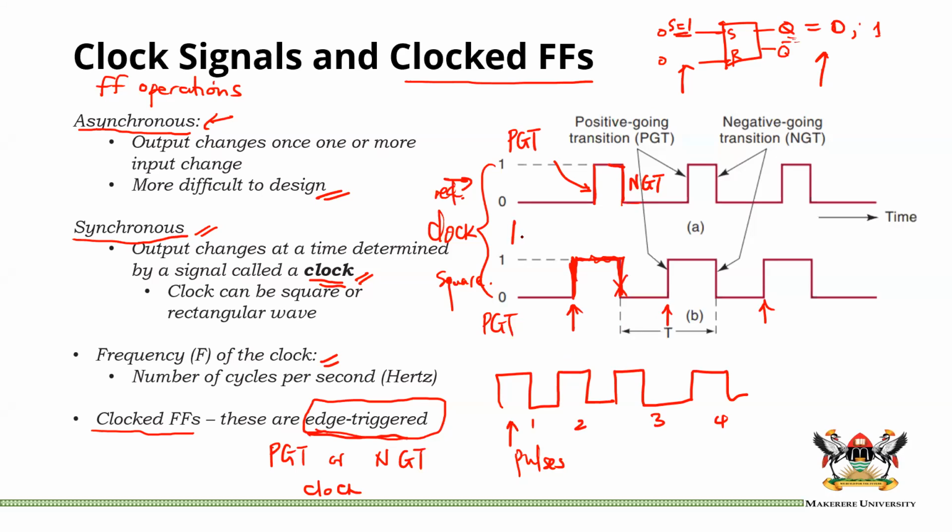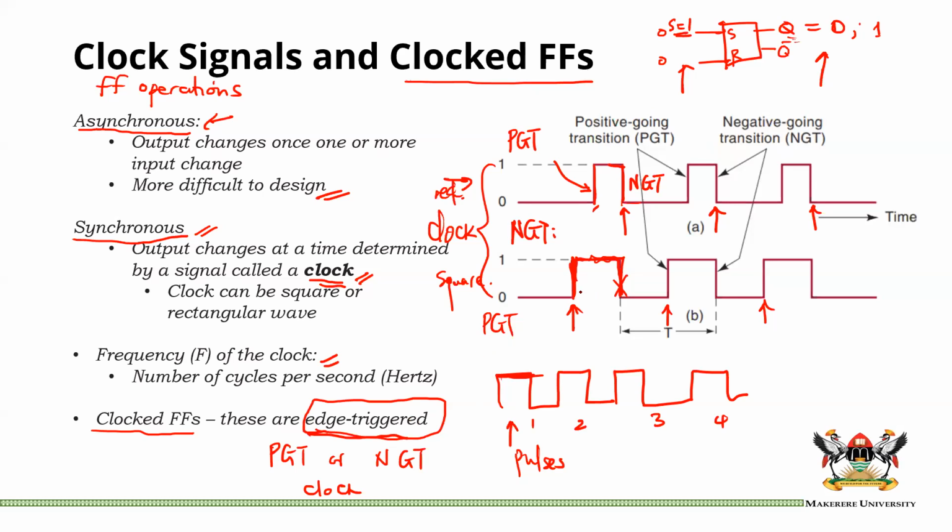If we had said that our clock is an NGT clock, it means it is edge triggered, but on the negative-going transition. So we don't consider the PGTs; we are looking for NGT, NGT, NGT, and so on. So clocked flip-flops are edge triggered. There are some systems that are triggered by the level of the signal, but those are not common and we are not going to really look at them.